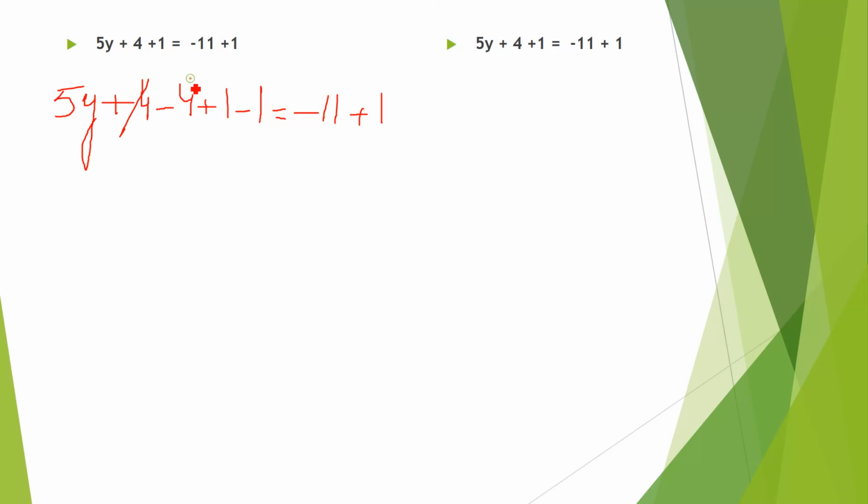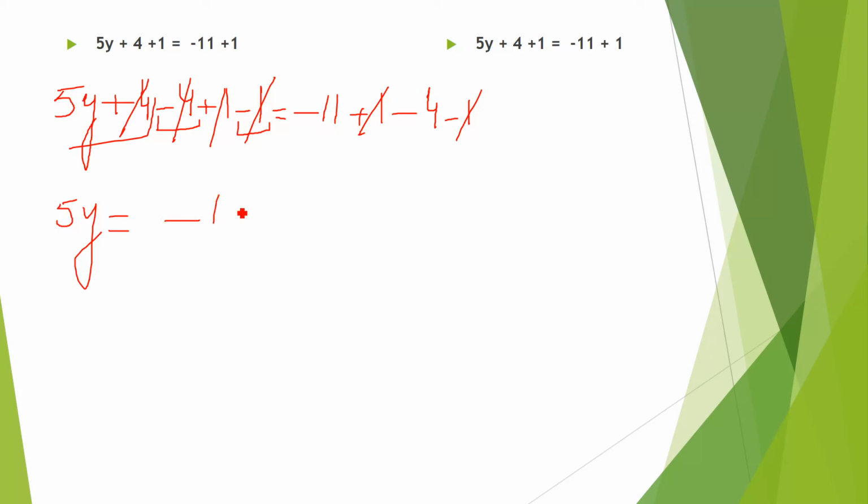So this positive will cancel out this. But see, I told you, whatever you do on the left hand side, you have to do on the right hand side as well. So this is minus 4, and this minus 1, because it was 5y plus 4, and then plus 1. So we have to do minus 4 minus 1. What is remaining on the left hand side? Only 5y. On the right hand side this is minus 11, negative 4, negative 1. This is positive 1, this is negative 1, they will cancel out. So it is minus 15.